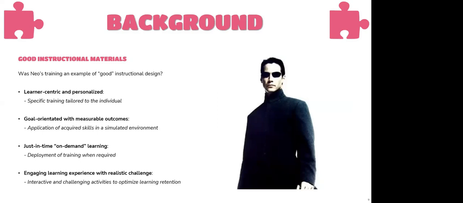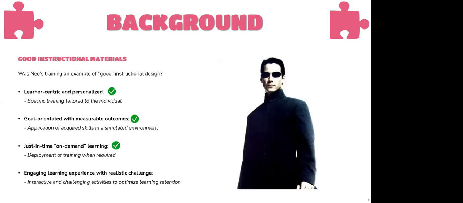So he needs to get this training on demand and in a timely fashion to be able to achieve his tasks. If we take this model of what good instructional design is, we can say it is learner-centric and personalized because it's exactly tailored to what the person needs. The training he gets is exactly what he requires for the situation. Is it goal-oriented and does it have measurable outcomes? It is, because in the scene after this, he goes into a simulated environment and has to test out his skills, and he's given a stern test by his colleague in the movie, Lawrence Fishburne.